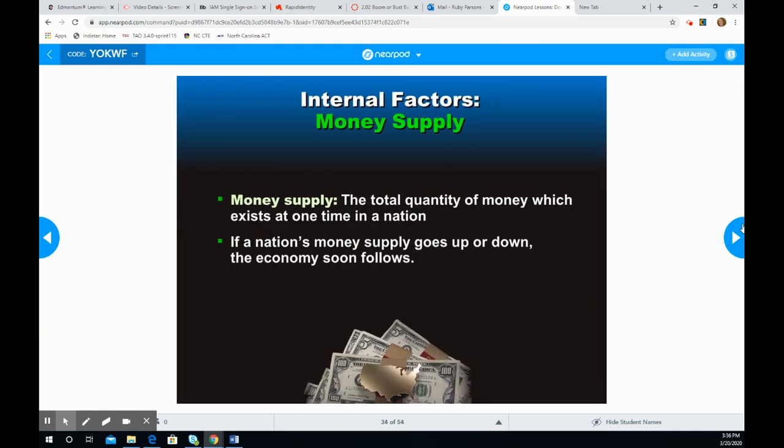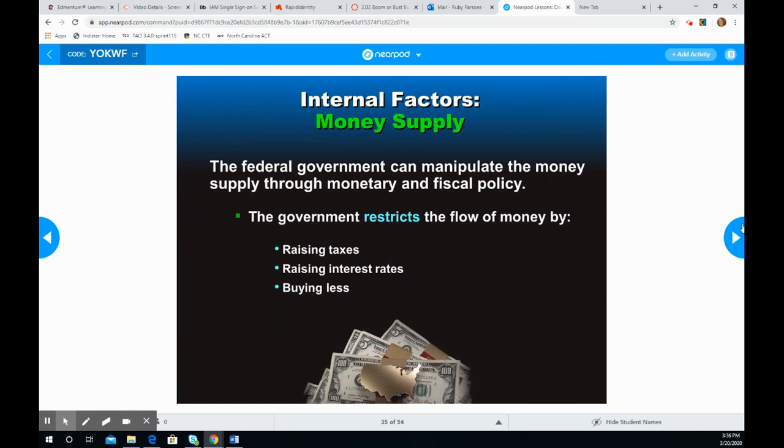Now let's think about money supply as an internal factor. Money supply is the total quantity of money which exists at one time in a nation. If a nation's money supply goes up or goes down, the economy will soon follow. It's either going to go up in prosperity or go down into a recession and a depression. The federal government can manipulate the money supply through monetary and fiscal policies. The government will restrict money flow by possibly raising taxes, raising the interest rate, and buying less.